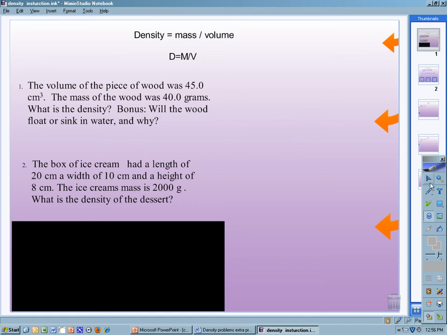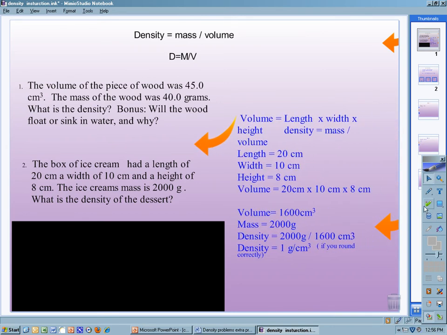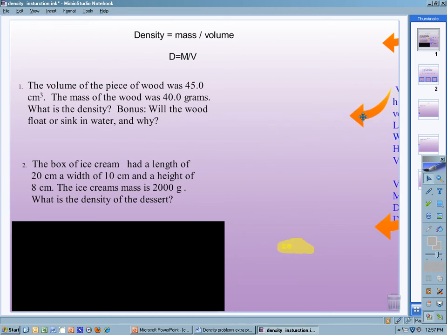Do you have it solved yet? Excellent. Here is the answer. The volume ends up being 1,600. The mass ends up being 2,000. So you end up with an answer of about 1 once it's rounded. It ends up being a little bit more than that, but since all of our numbers here were whole numbers, your answer is also in the whole number category. Now, this is not official rounding procedure. This is just the shortcut that I've given you in class. So that is the second one.